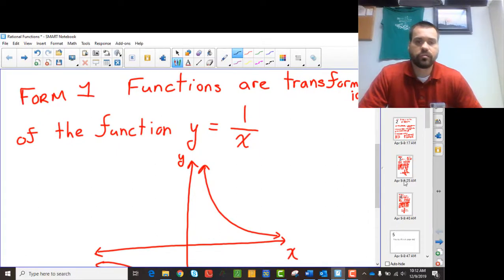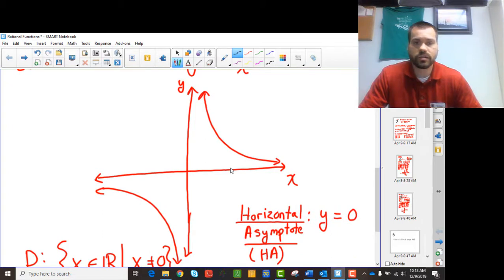All right, so the first form looks at transformations of y equals 1 over x. We just said that, and this is what y equals 1 over x looks like. It's important to know the basic shape, because all transformations of 1 over x are going to share that basic shape. It might flip on the x-axis, it might flip on the y-axis, and it's going to move around, but the basic shape is going to stay the same. And so there are some basic properties that we are going to try to assess what happens when we move this around. And those basic properties are, you will notice a horizontal asymptote.